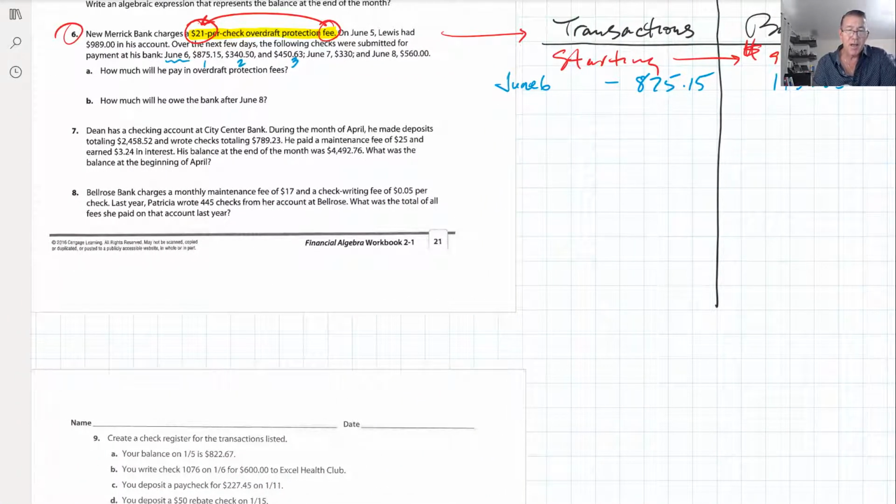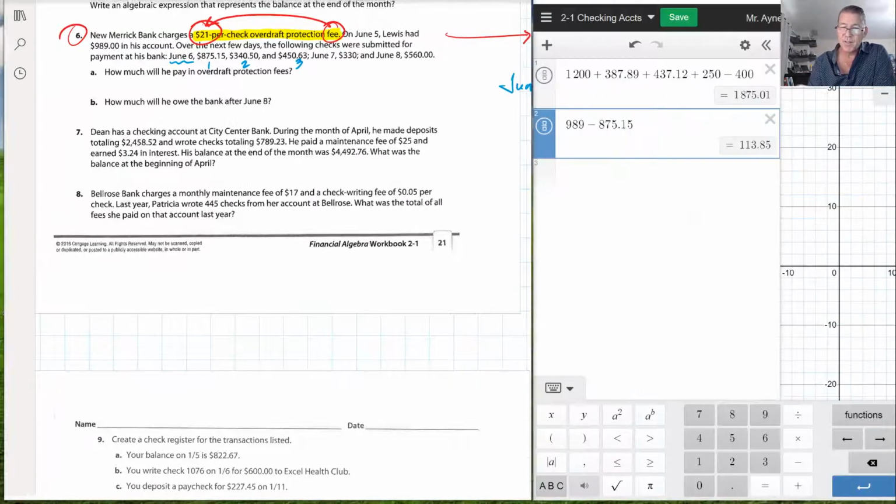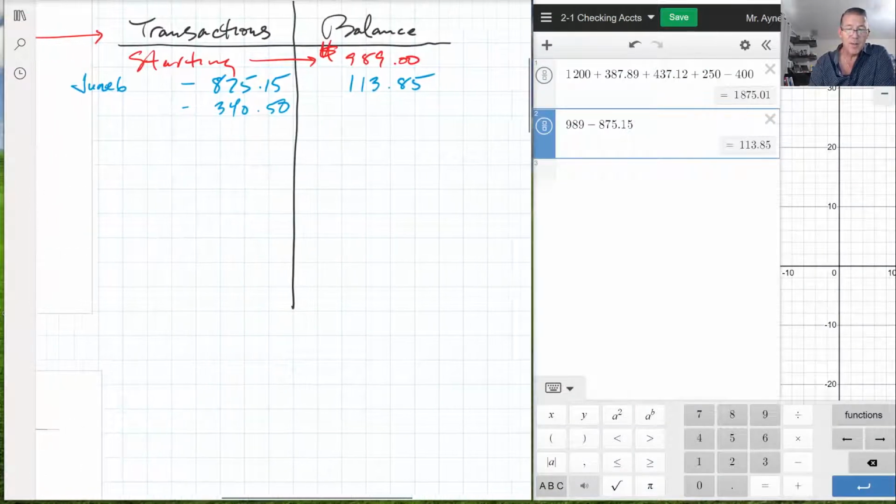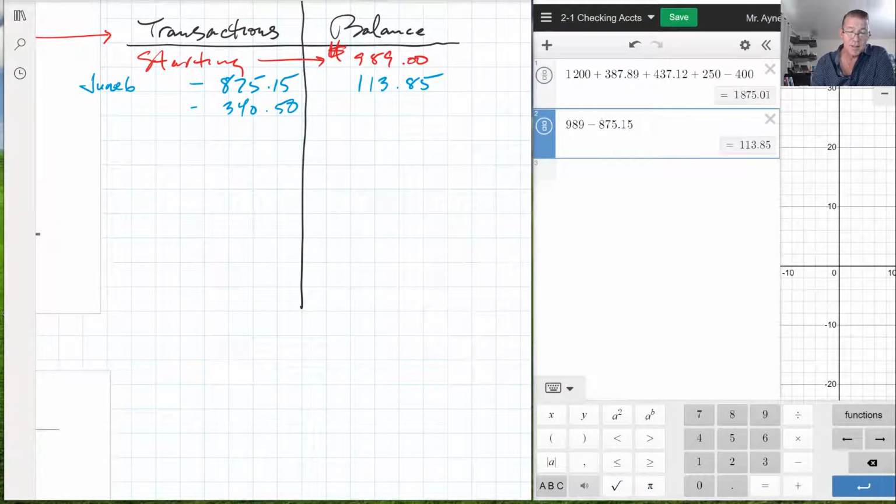Now, that's not all that happens on June 6th. 3 checks come in and clear the bank, which means they get debited from your account. The next check is $340.50. Now we only have $113.85 in the bank, and a check comes in and we need to pay $340.50. What's going to happen is we're going to go negative, and we're going to be assessed what's called an overdraft fee, because again, we're borrowing money from the bank.